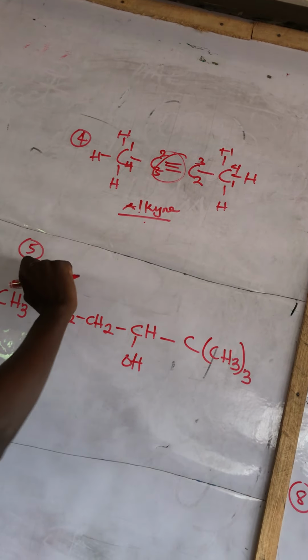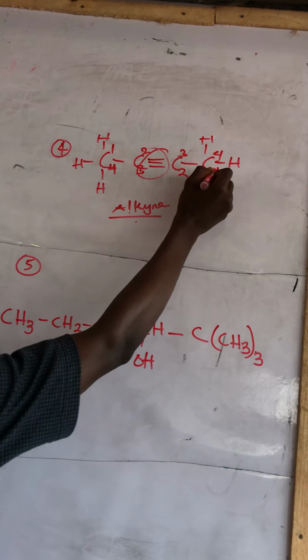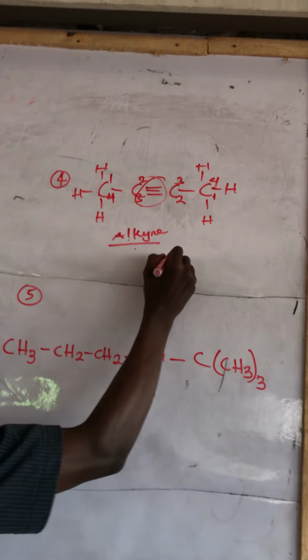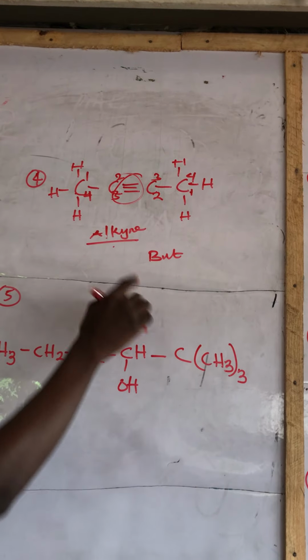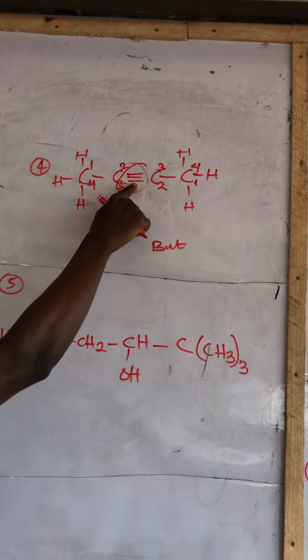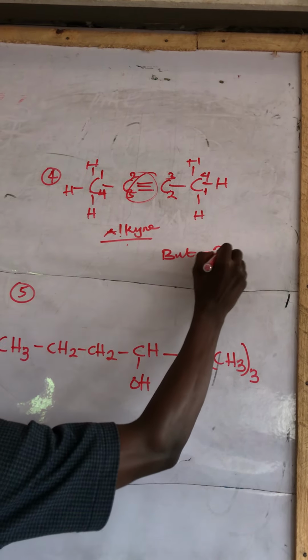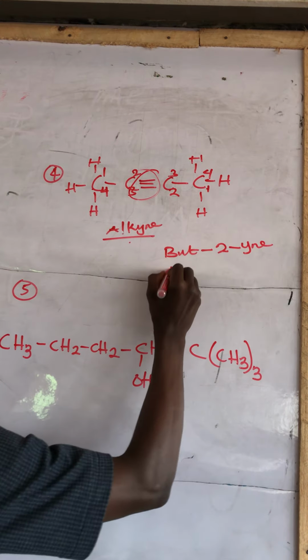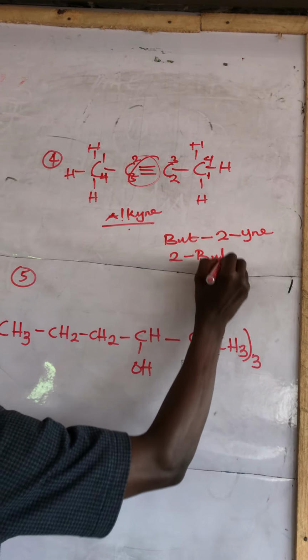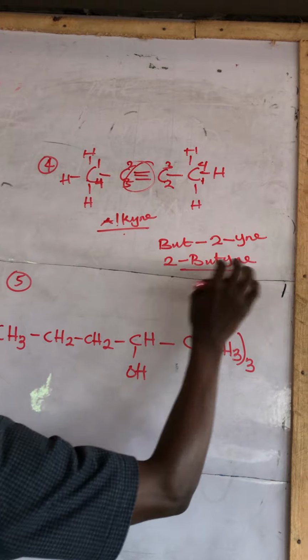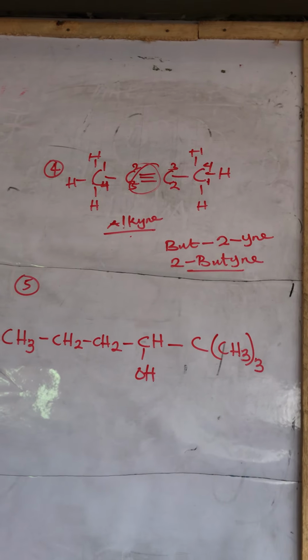Now, what are we going to name? Our longest carbon chain is 1, 2, 3, 4. That is but-. On what carbon do I have my triple bond? That is carbon number 2. I can say but-2-yne, or I say 2-butyne. So this is the naming for this compound.